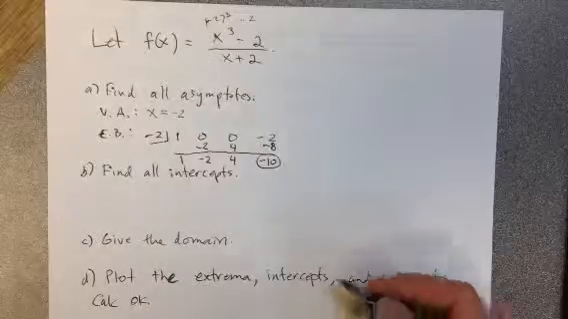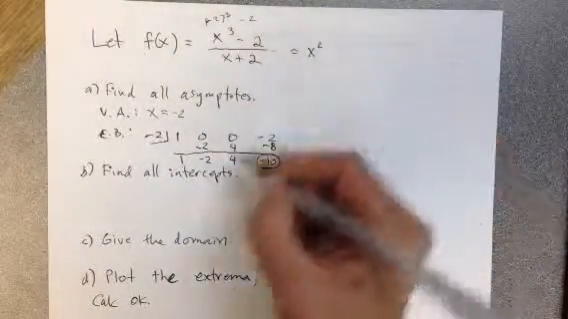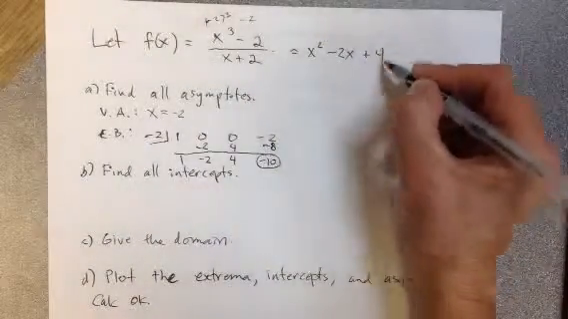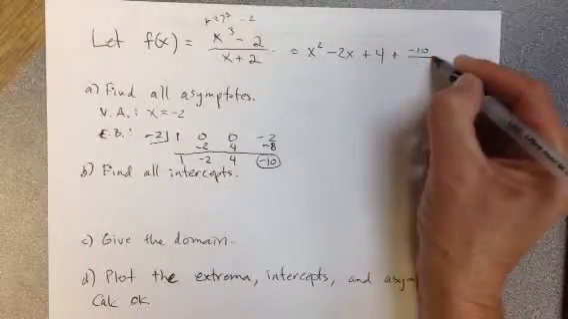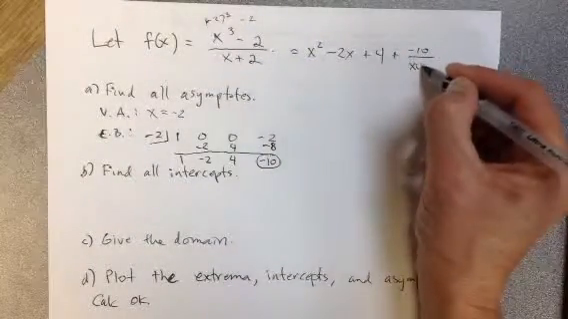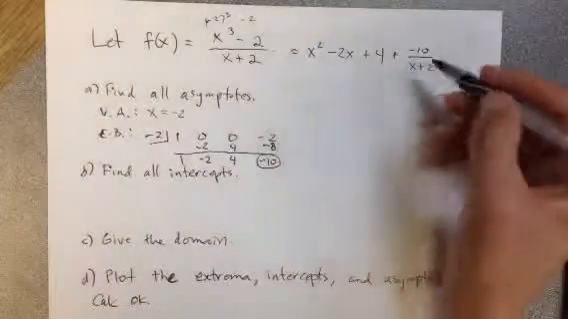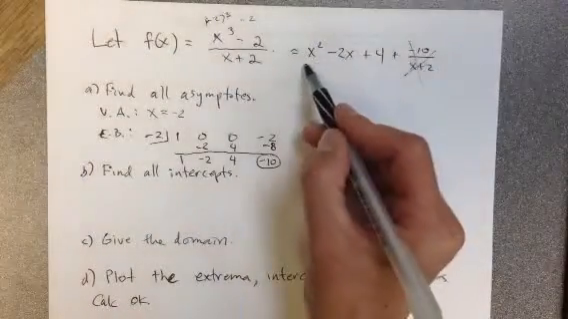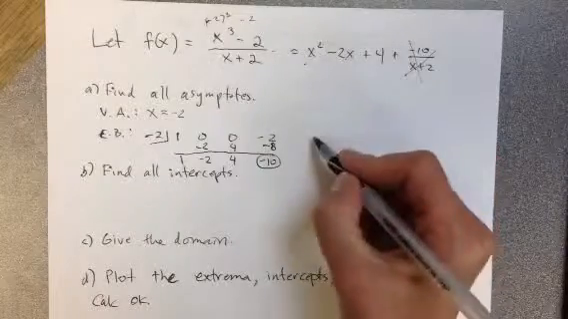And so what this tells us is that f of x is equal to x squared minus 2x plus 4 plus the remainder divided by x plus 2. So when we're looking for the end behavior asymptote, this term here is insignificant, so that means y equals x squared minus 2x plus 4 is the end behavior asymptote.